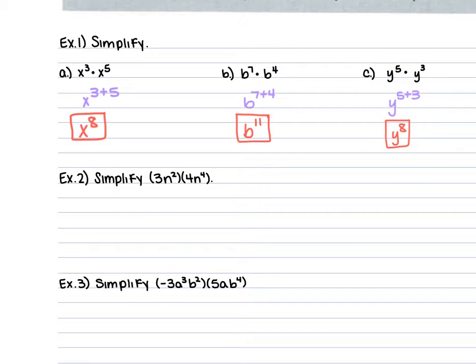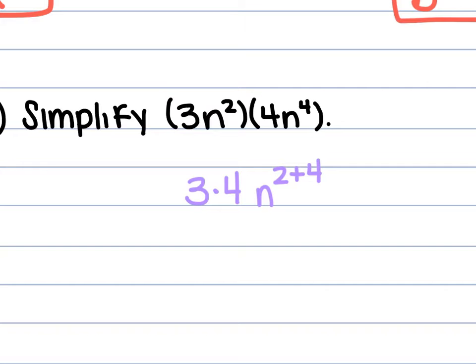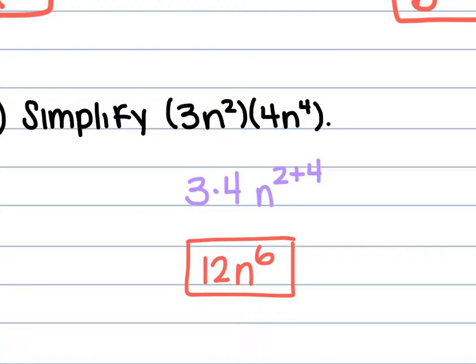For example 2, we now have coefficients to those variables. So the 3 and the 4, we're going to have to multiply together. And then the n to the 2nd power times n to the 4th power, we're going to keep the n and add those exponents. So we're going to do 3 times 4, keep the n, add the exponents. So the 3 times the 4 is 12, keep the n, the 2 plus the 4 gives us 6, so that's 12n to the power of 6.